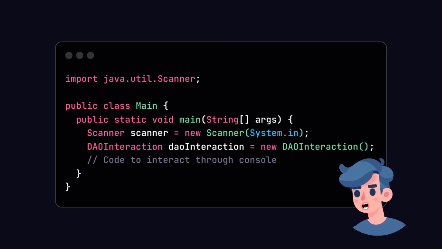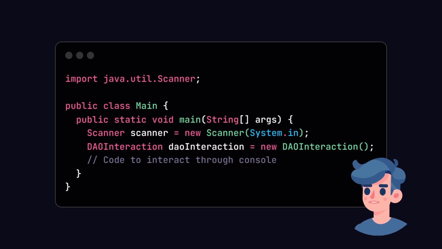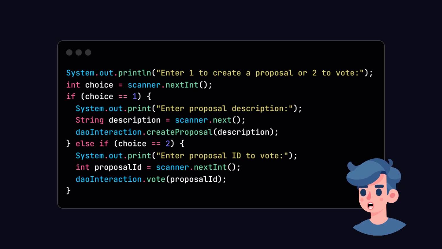With these methods set up, we can now create a simple user interface to interact with our DAO. We can use JavaFX or Swing for this. For simplicity, let's use a console application to take user input for creating proposals and voting. In this main method, we will prompt the user to either create a proposal or vote on an existing one. Based on the user's choice, we will call the corresponding method.